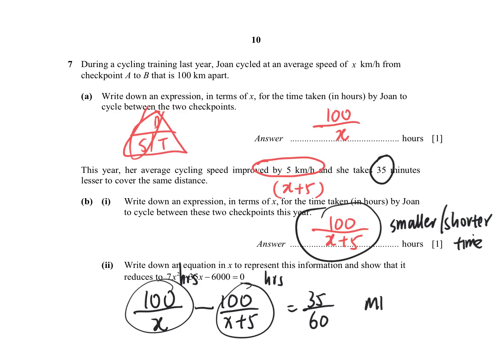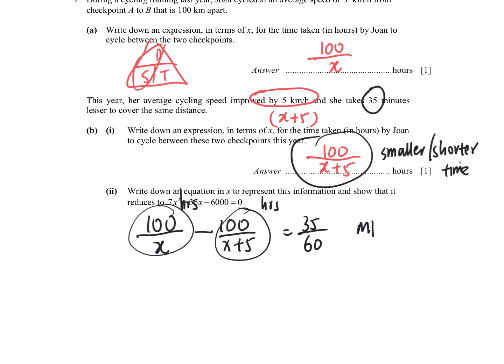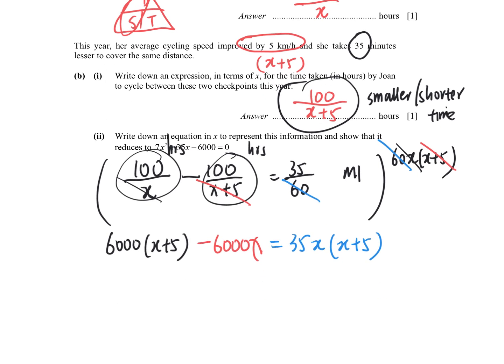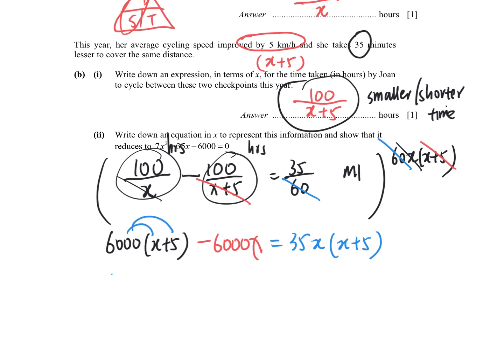So if I see this is your first mark. The next mark is getting to what they want you to show. So multiply everything by 60, x and x plus 5. So if you multiply this, you get 6,000. If you multiply this, you also get 6,000. And then lastly, this 60 cancels off, you get 35x and x plus 5. So with that, go and expand and simplify.